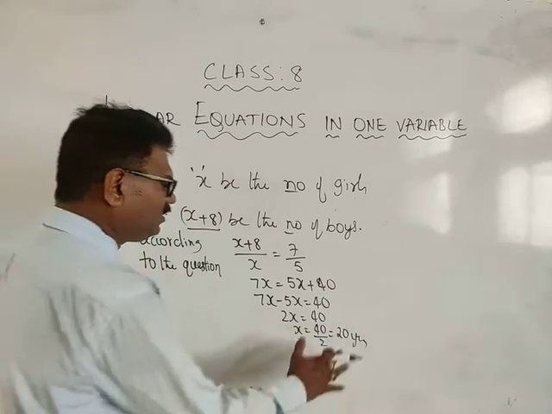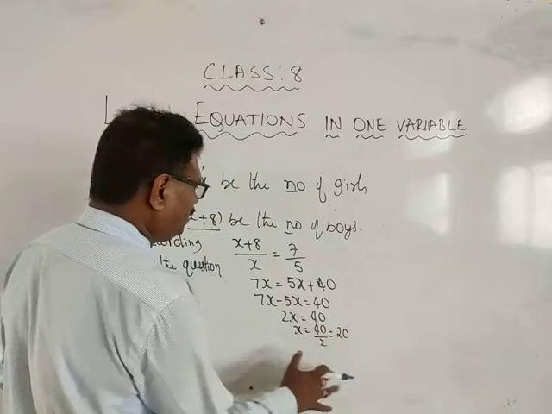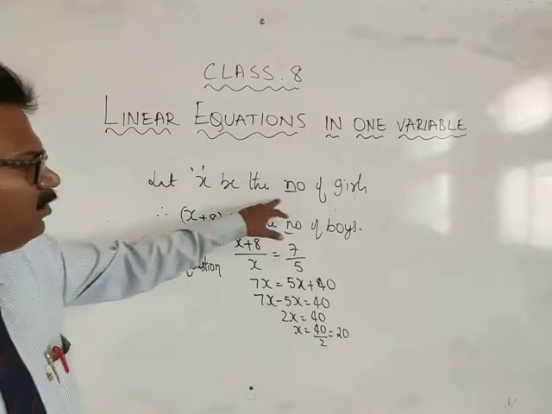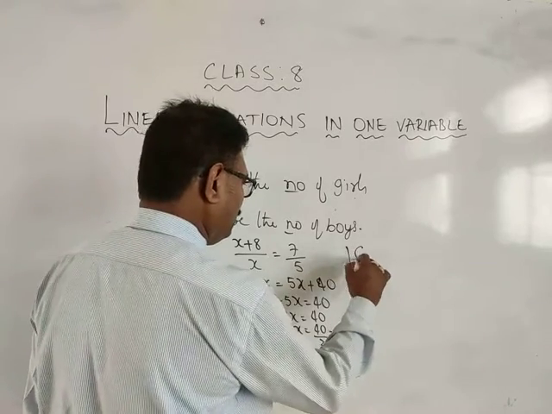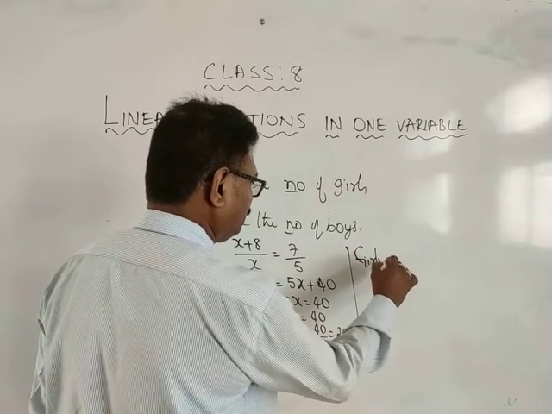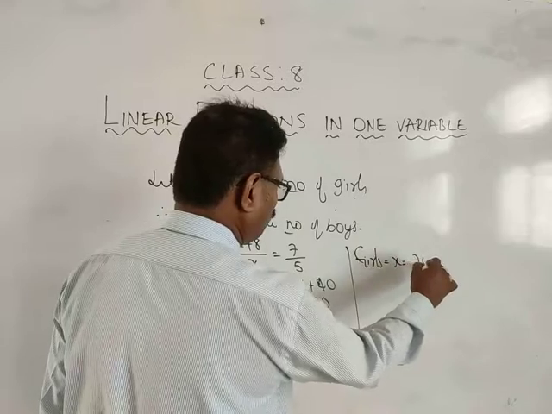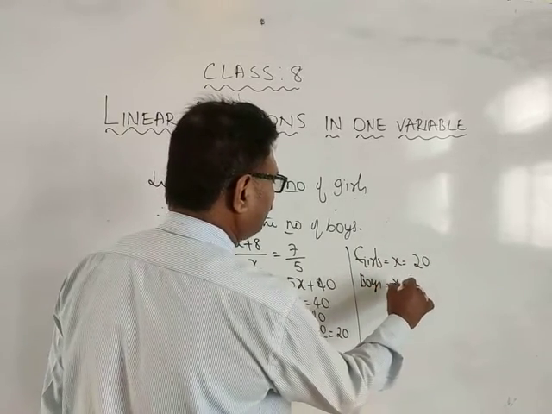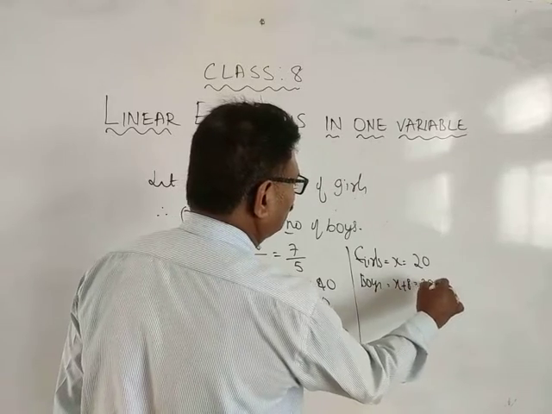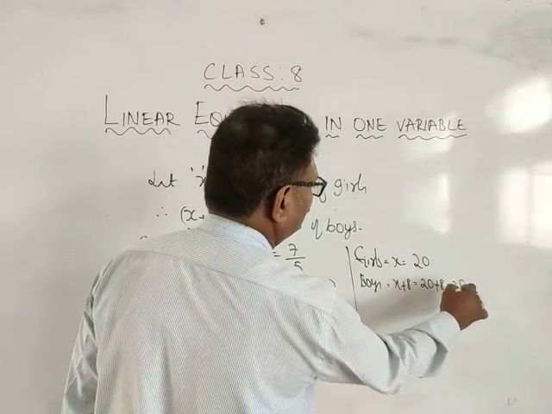Sorry, 20 students. What is x we took? X will be the number of girls, 20. Therefore, girls x is equal to 20, and boys x plus 8 is equal to 20 plus 8 equal to 28.